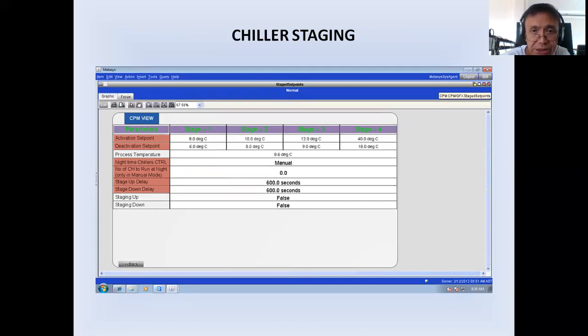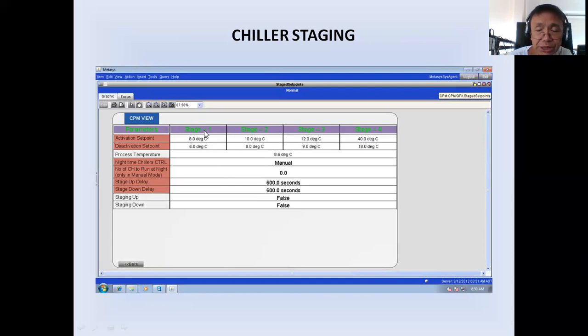Now this one is chiller staging. And now there are 4 stages. So for stage 1, the activation set point is 8 degrees. Let's say when the chilled water temperature is 8 degrees, then it will be stage 1. Now, if the chilled water becomes 10 degrees, then we'll call for stage 2. Okay, so when the chilled water becomes 12 degrees, then it will call for stage 3. Now there is also the deactivation.